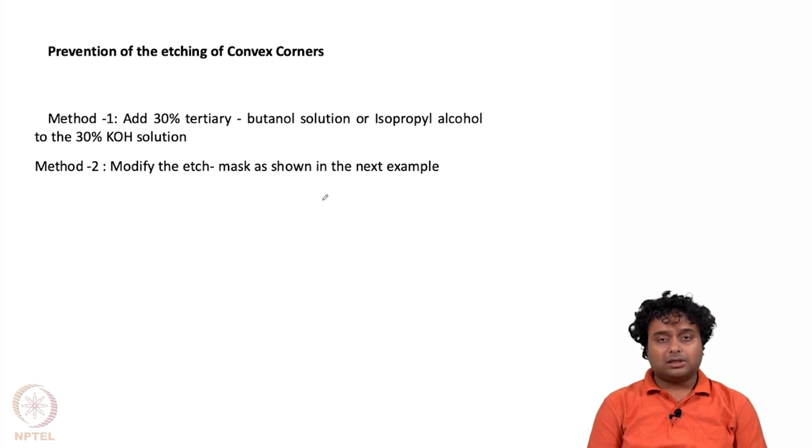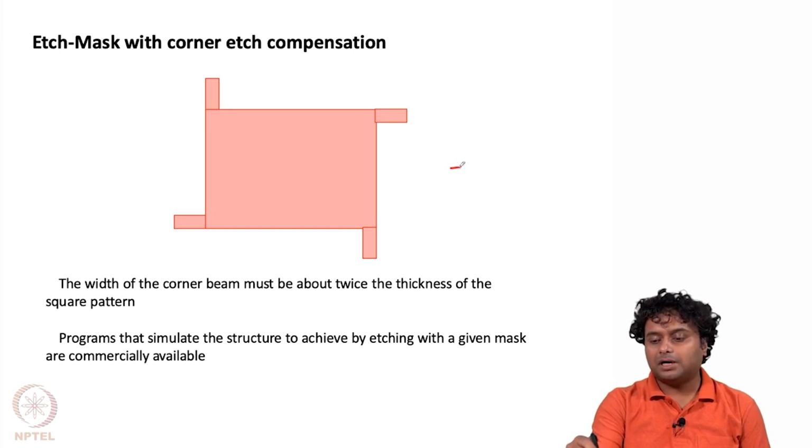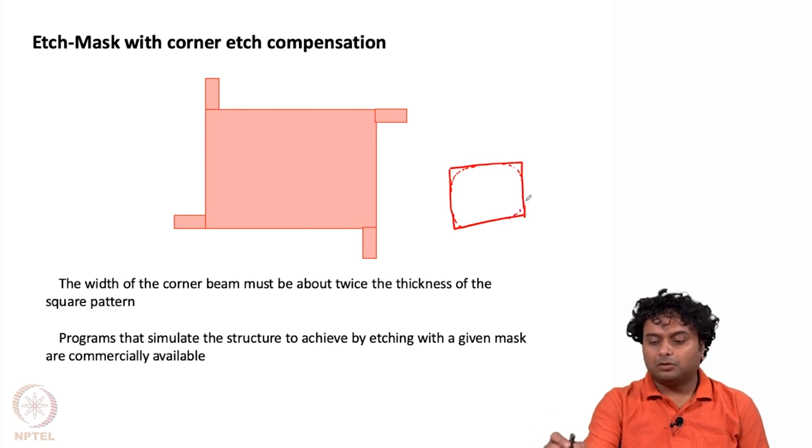And another way is that we modify the mask according to our design, so that we will discuss in the next slide. Technically we need a mask like this. Now as you have seen, because of the convex corner etching, it will become like this, right. Now what we can do is we can modify our design to add these extra portions here.